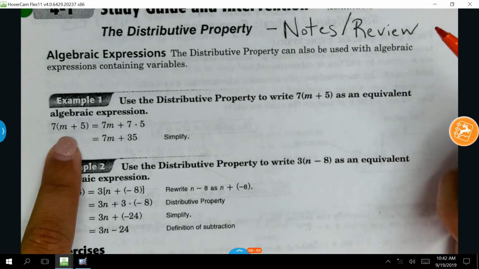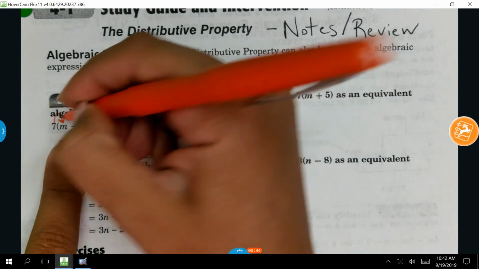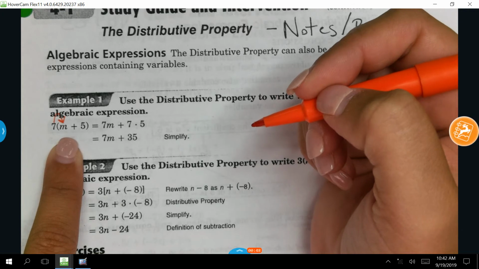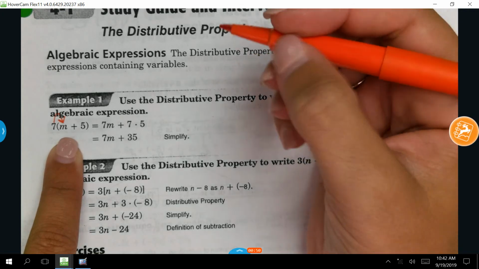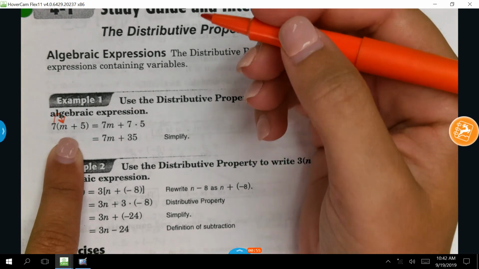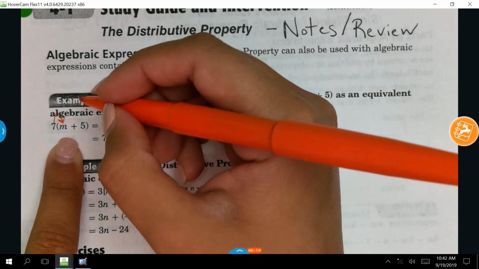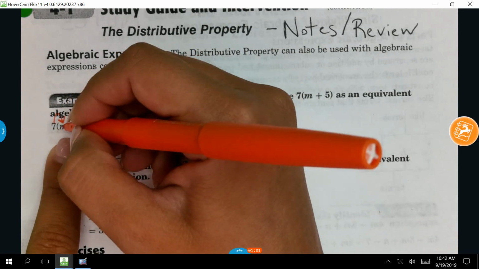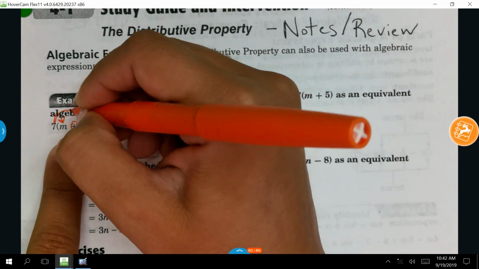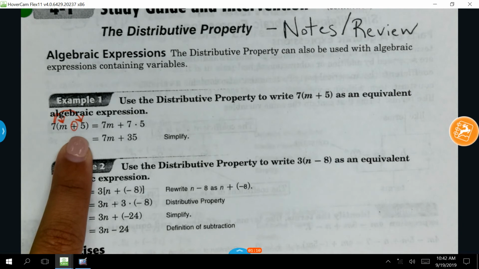So you have a problem that looks like this, correct? If I'm distributing that 7 to that m, what does it mean? Passing it out. Distributing means, am I adding, subtracting, multiplying, dividing? It means I'm multiplying, so it means 7 times m. You keep that plus sign. And then you distribute the 7 to the 5 as well, meaning 7 times 5. Do you remember that?